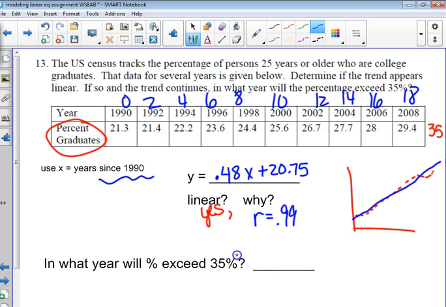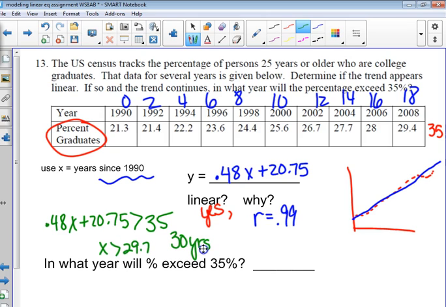Okay, in what year will it exceed 35%? I could look at the table, yes, if I put the equation in. If I stored the equation, I could look at the table to see where it exceeds 35. If I want to do it algebraically, I want to know when the y value is 35 or greater. So 0.48x plus 20.75 is greater than 35. If I just want to do it algebraically and I solve that equation, I got 29.7. Did anybody else get that? Or 30 years if you looked at the table? And 30 years after 1990.